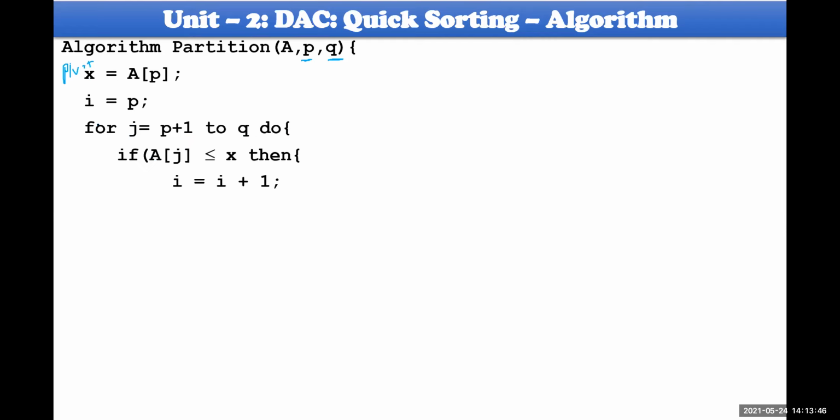I gets incremented. I identifies the first position, so that must be incremented. That must go to the next position. And then swap a of i with a of j. Okay, I have given a very clear example, don't worry about that. Then this process will continue. This process goes down, and the for loop will be continued.